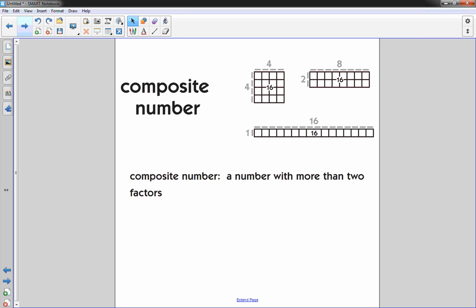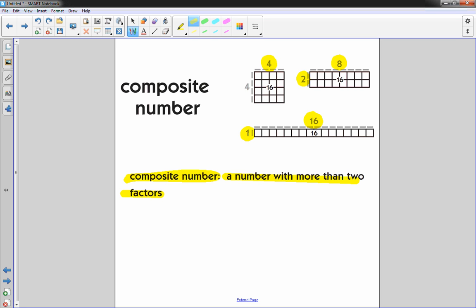So now we're going to talk about composite numbers. We just worked with the number 16, and a composite number, right here highlighted for you, is a number with more than 2 factors. So the factors for 16 again are 1, 2, 4, 8, and 16. So 16 has more than 2 factors, so it is a composite number.